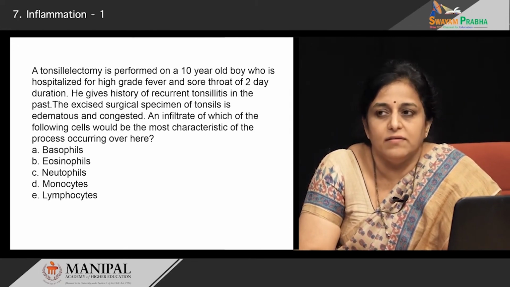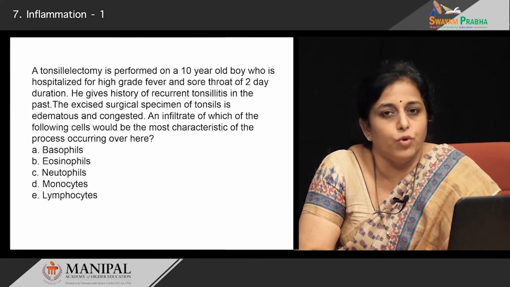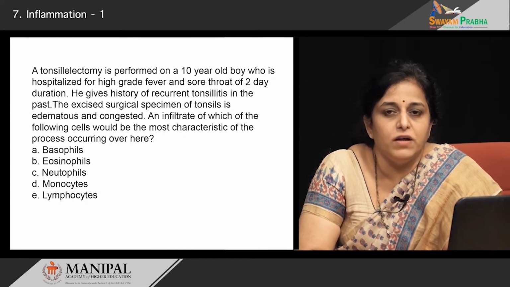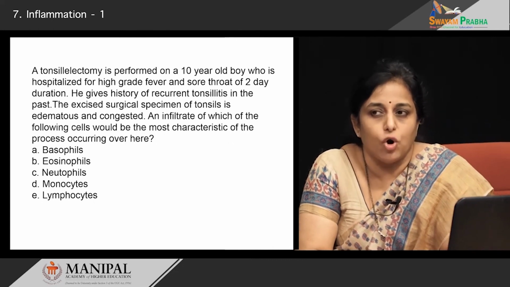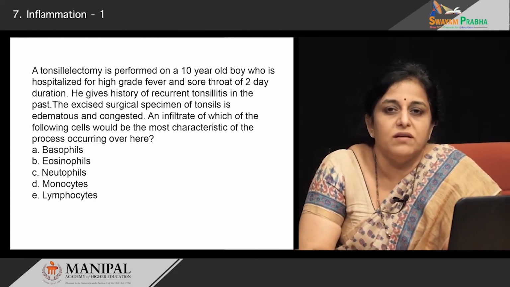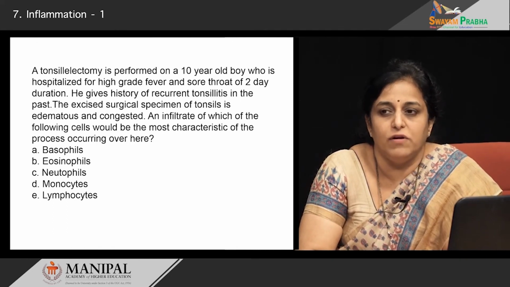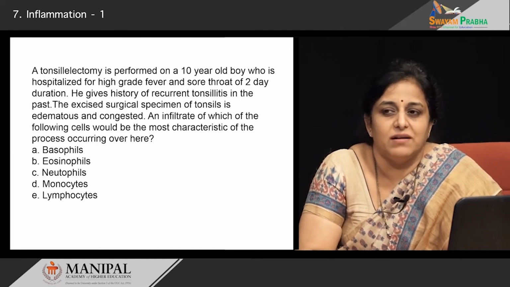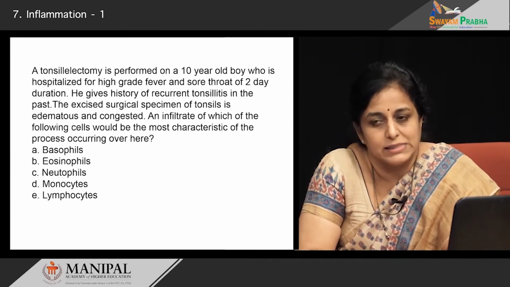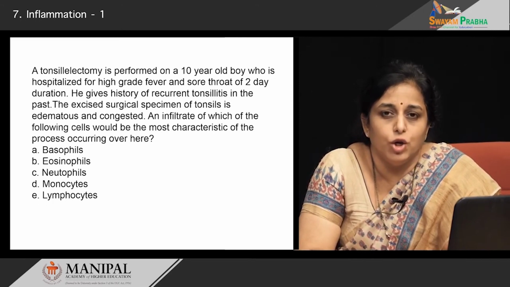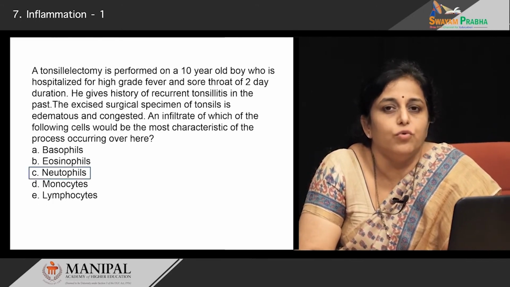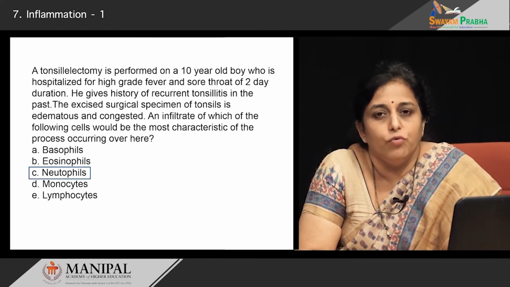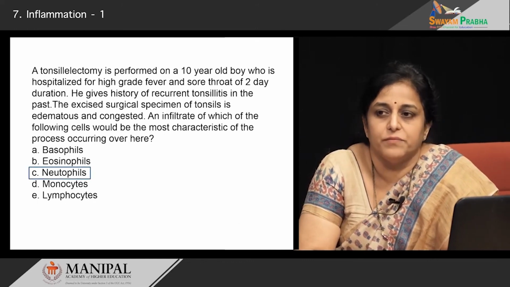So, basically this is a 10-year-old boy for whom tonsillectomy is done for fever and sore throat. So, most likely it is acute tonsillitis, because it is a short duration, and the specimen is edematous, which we learnt occurs in inflammation, and a lot of inflammatory cells. So, which cells would you expect to see when there is sore throat of 2 days? It is neutrophils. The right answer is neutrophils, because in the first 2 days the neutrophils predominate, and between 3 to 5 days you have macrophages.